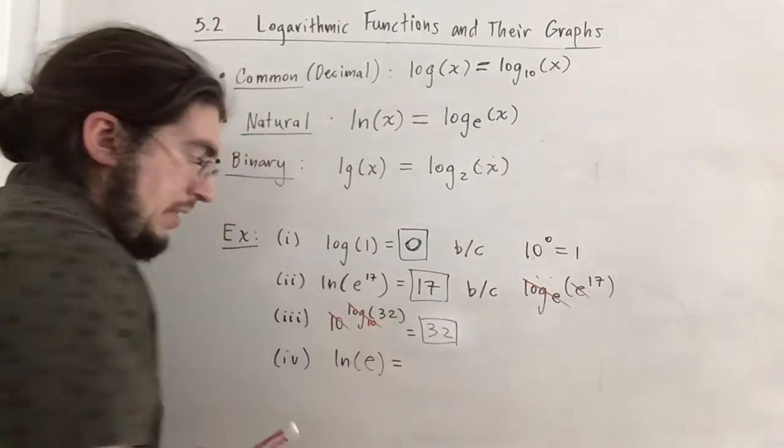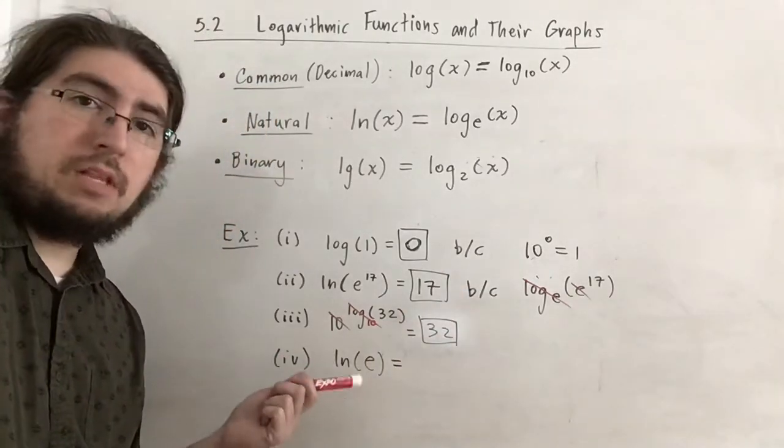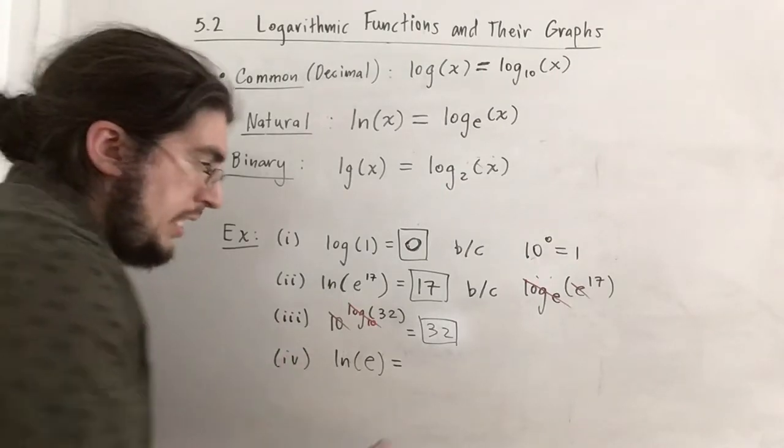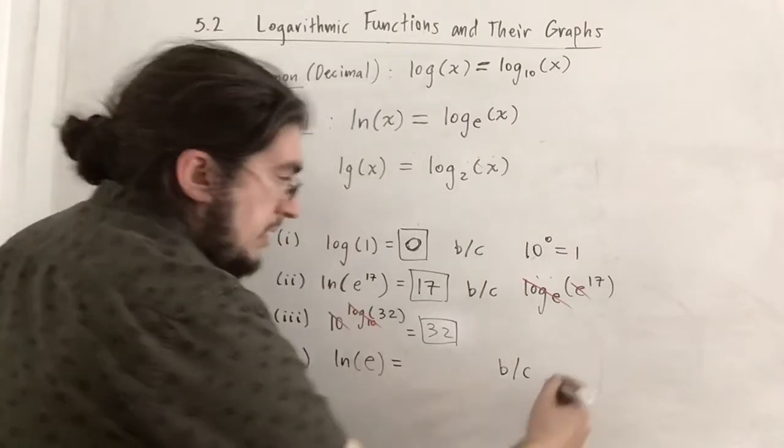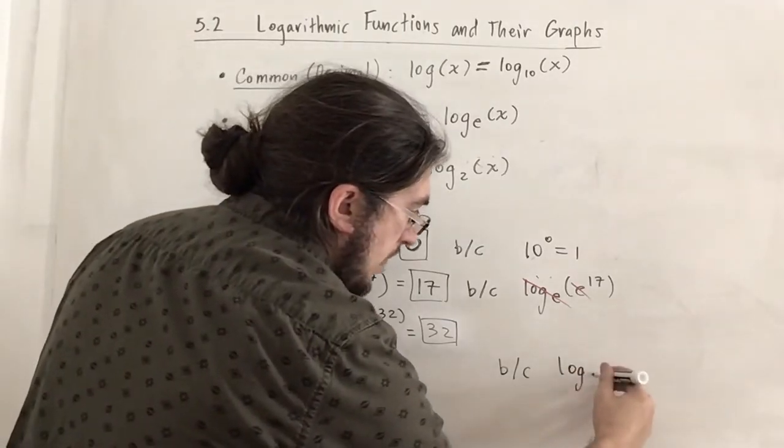And finally, this is log base e, because ln means log base e. So let me say that this is really log base e of e.